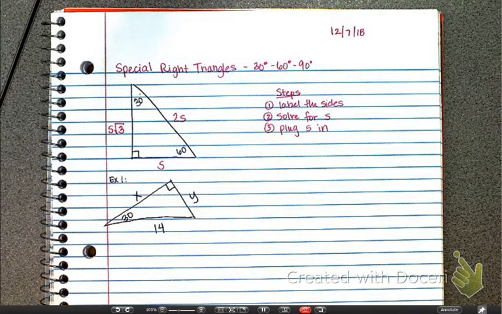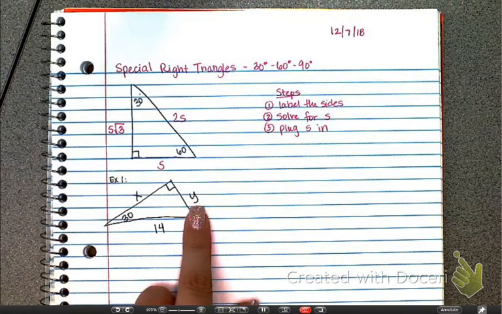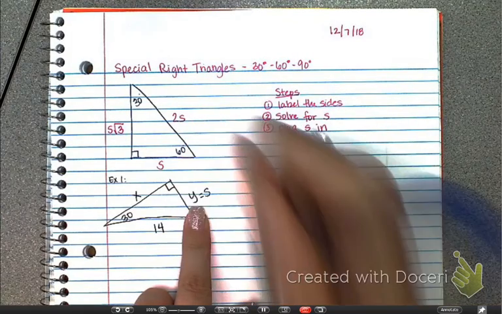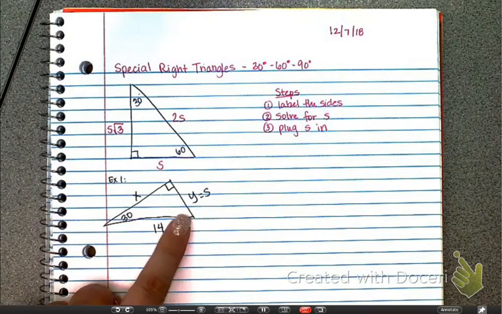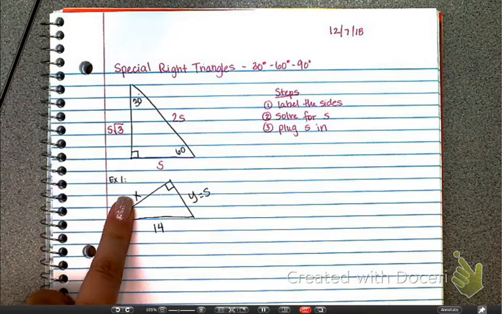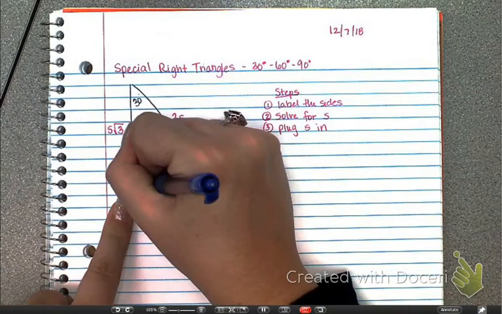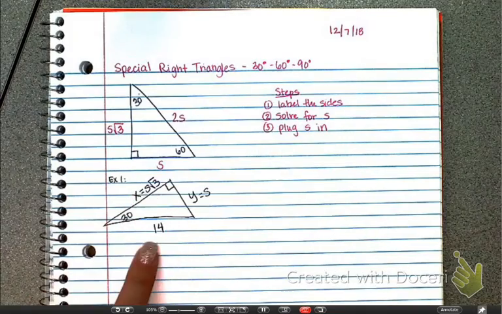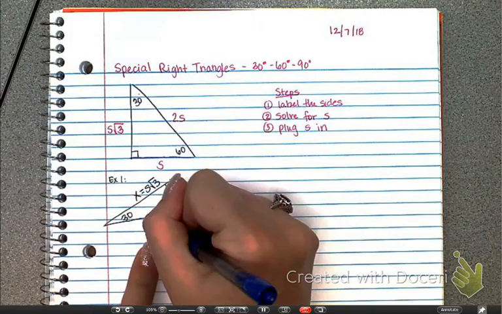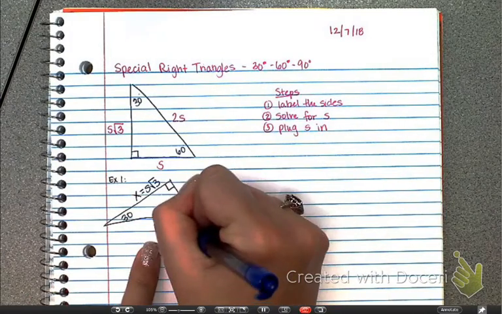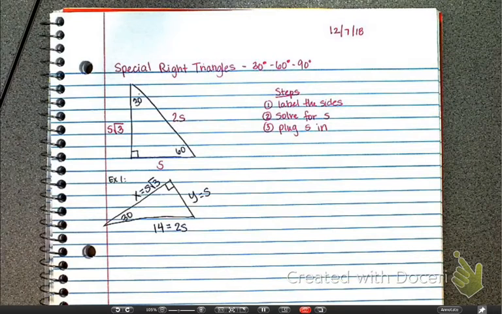Okay, so here's our triangle. Step 1 is to label. Across from 30 is S. Across from 60, S square root of 3. Across from 90, 2S. And you'll notice that all of those are equations. I make all of them equations so I can solve.